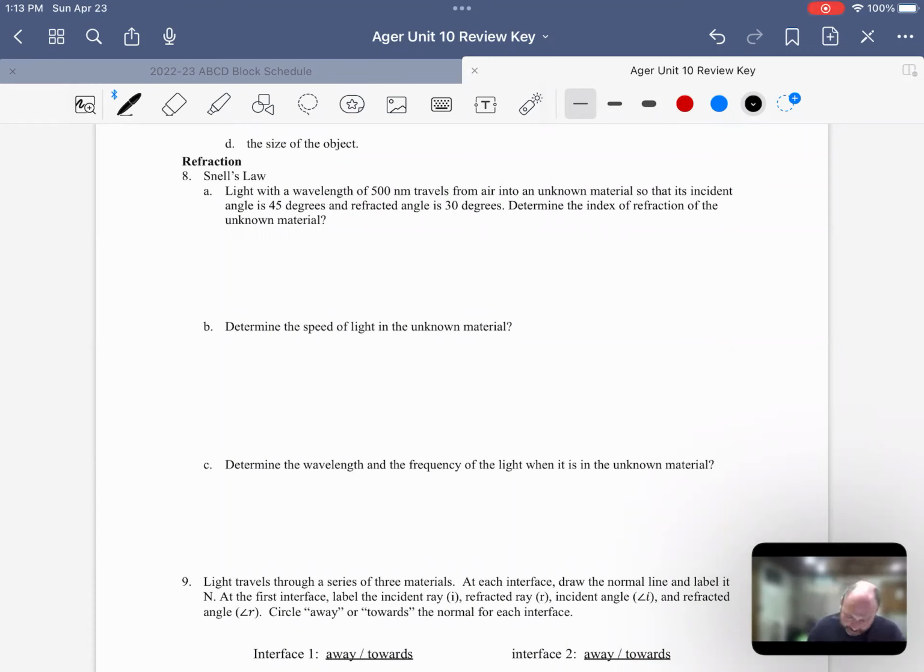So we have light with a wavelength of 500 nanometers that travels from air into an unknown material so that its incident angle is 45 degrees, but it's refracted to 30.